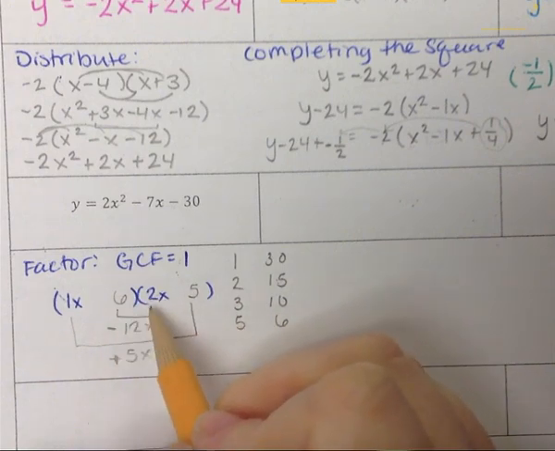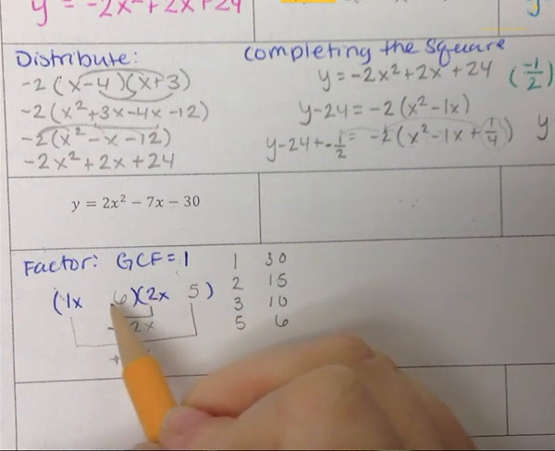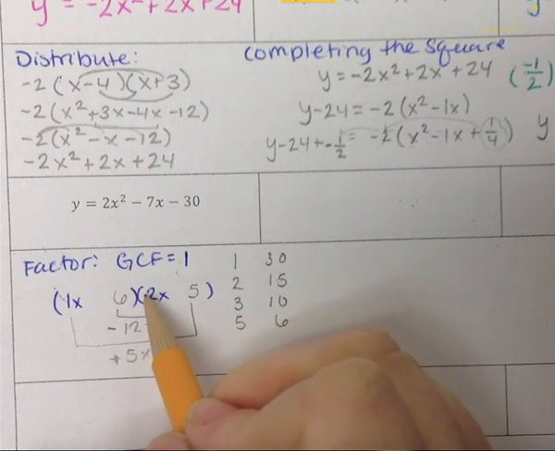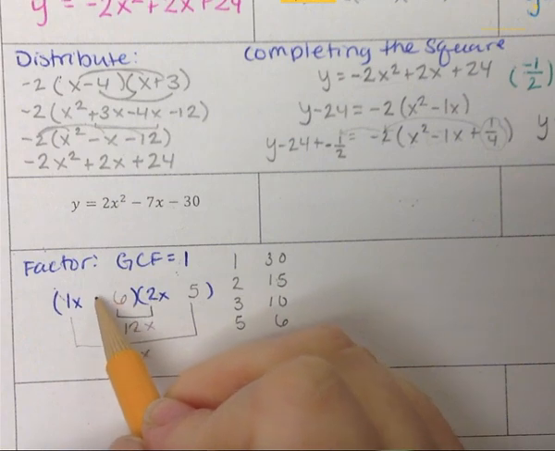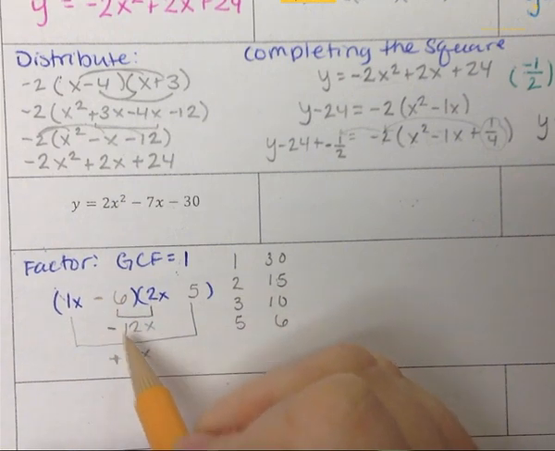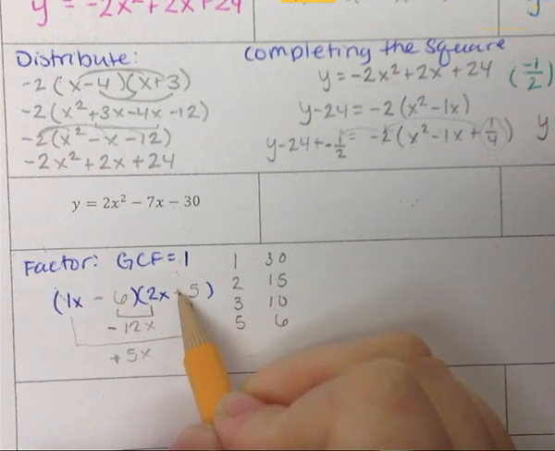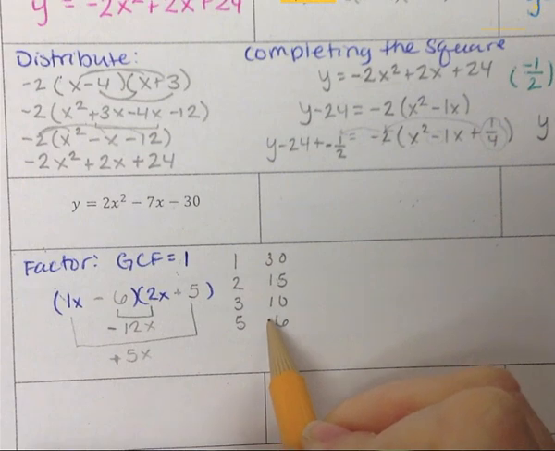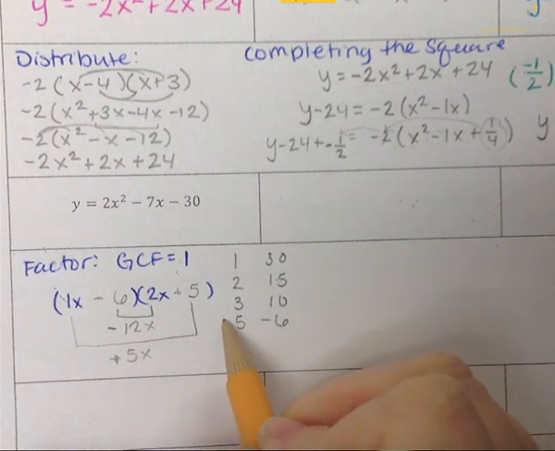To get a negative 12, the 2 and the 6 will give us the 12. Well, that 2 has to stay as it is. So the 6 can become a negative because that's the number that can have a sign on it. The 5 and the 1 have to both be positive to give us that positive 5. So if I look at these numbers, that 6 was the negative and the 5 was the positive.